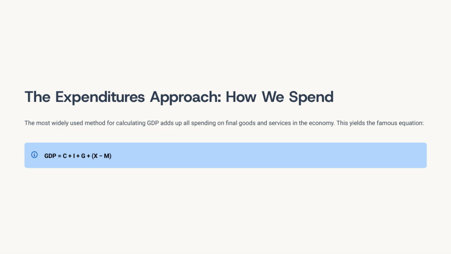This approach is often called the expenditures approach because it focuses on how money is spent. By adding up these categories, we get a comprehensive view of the total economic output. Connecting this to our overall theme, understanding this method helps us see how different sectors contribute to the economy and how consumer behavior, government policies, business investments, and international trade all play a role in economic health.